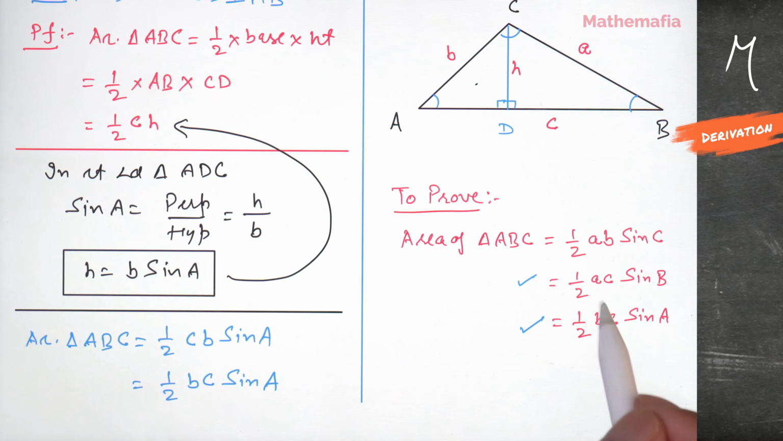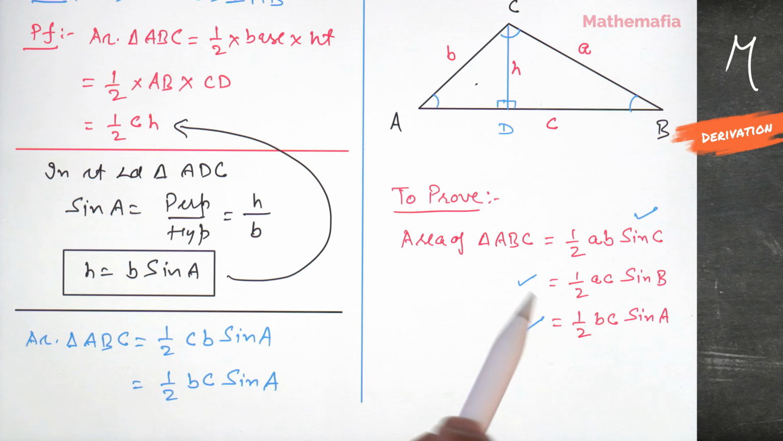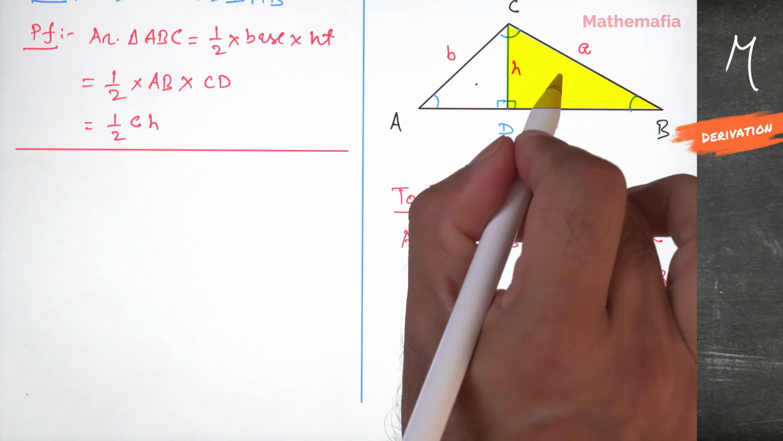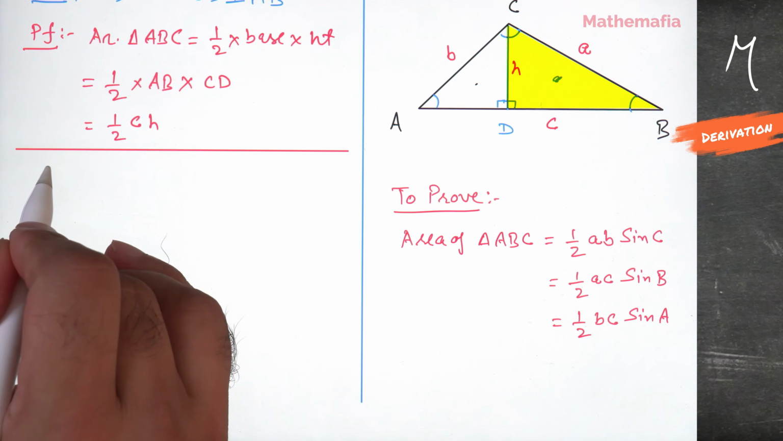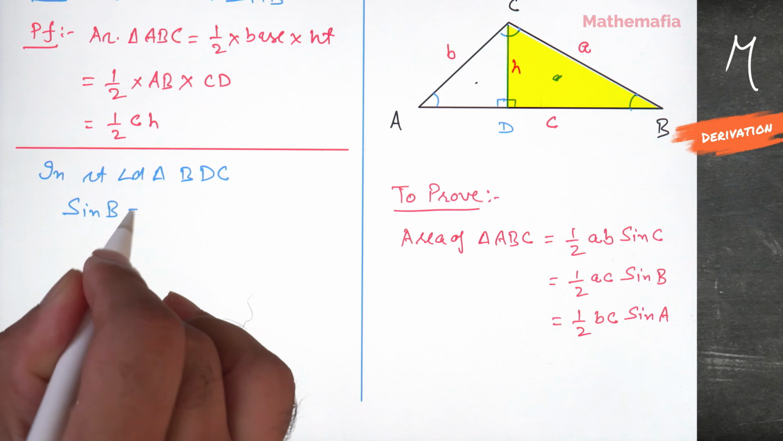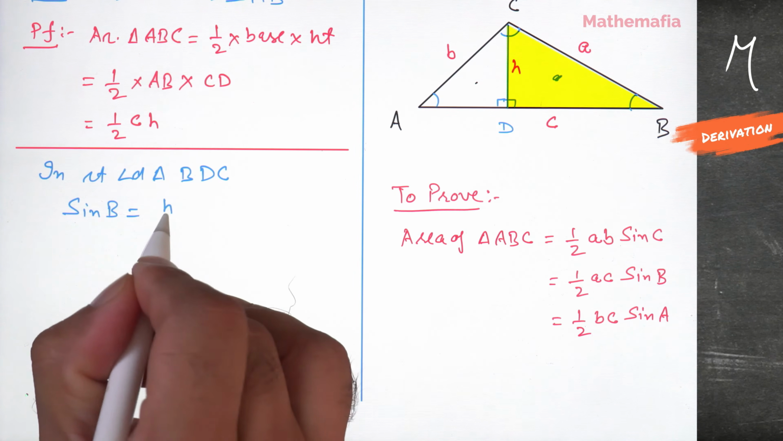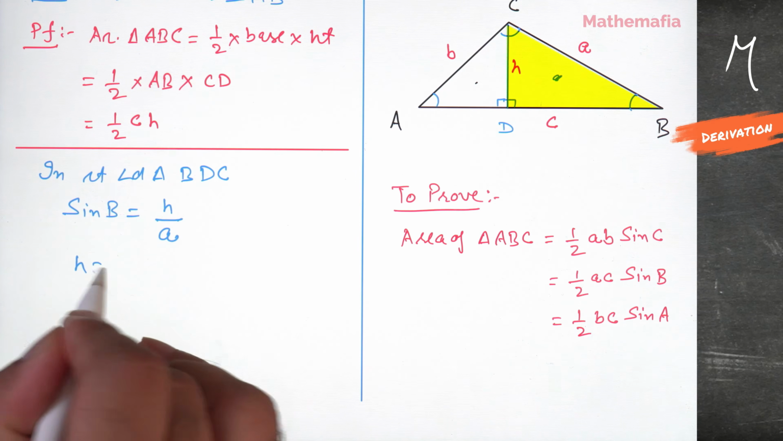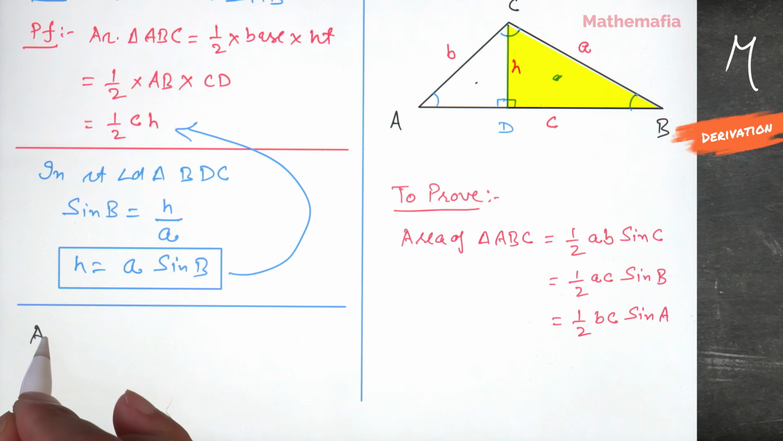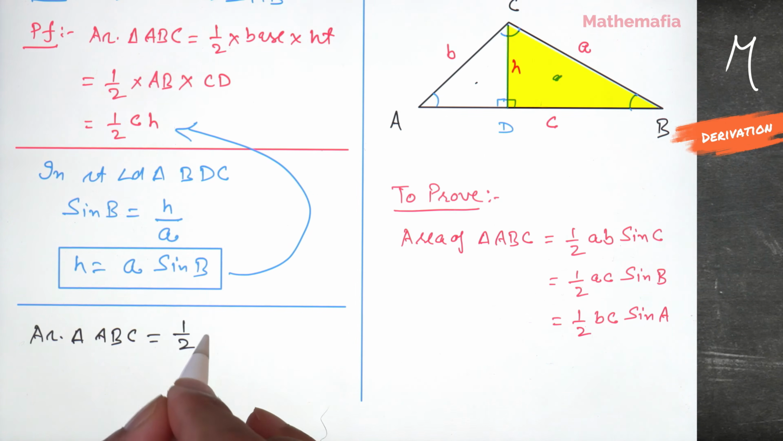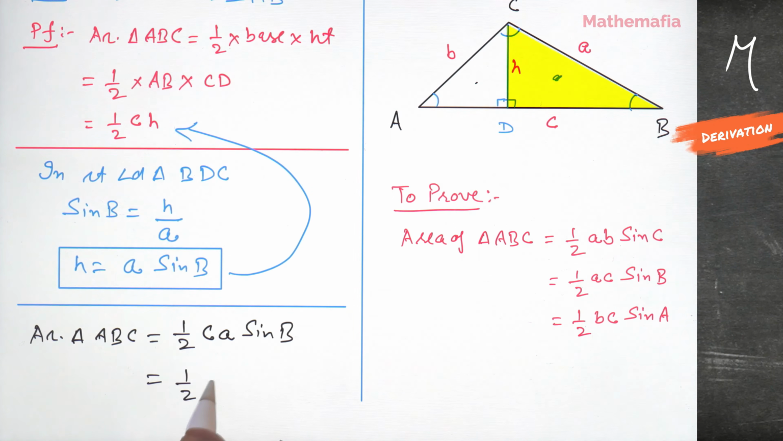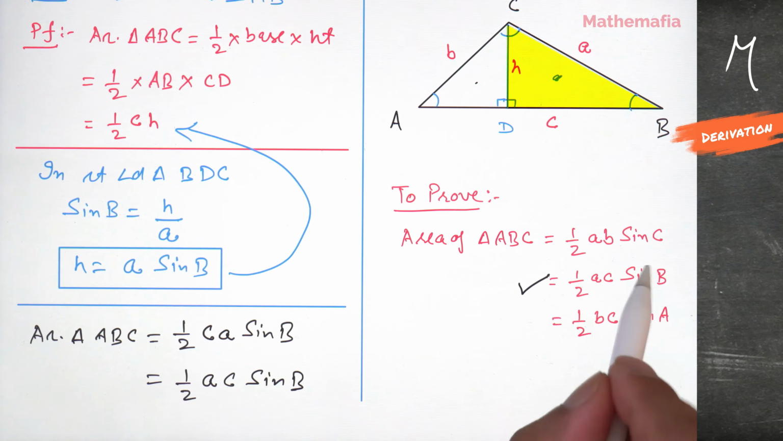Similarly, we can prove both of these two. I will prove one more of these. The third you can try yourself. Let's leave what we have done till here as it is, and now let's consider this other right angle triangle. So in right angle triangle BDC, now if I find the value of sin B, that will also be perpendicular over hypotenuse, and perpendicular is h and hypotenuse is a. So from here h becomes a sin B. And again we will put this value of h back here. Now area of triangle ABC becomes half into c, and instead of h we will write a sin B. So we can finally write it as half ac sin B, which is what we had to prove.